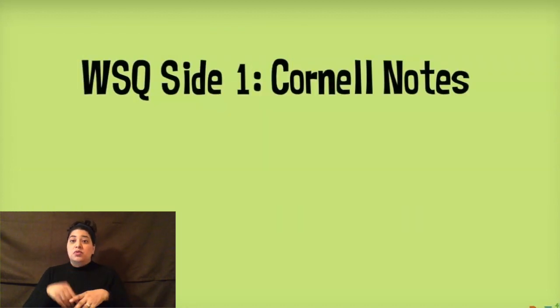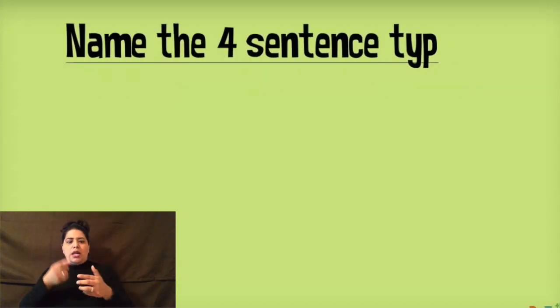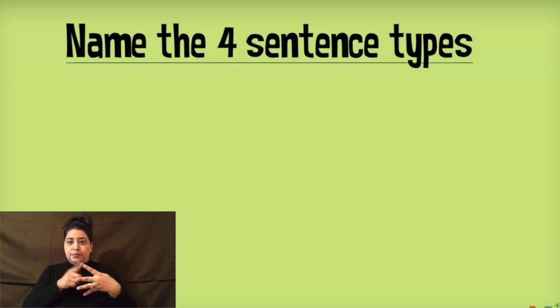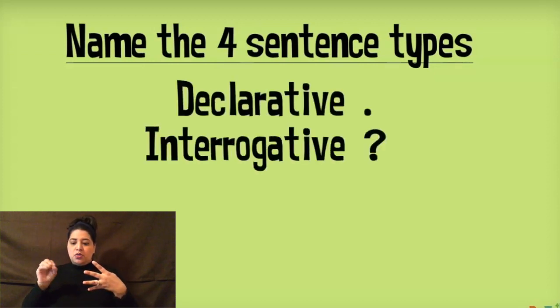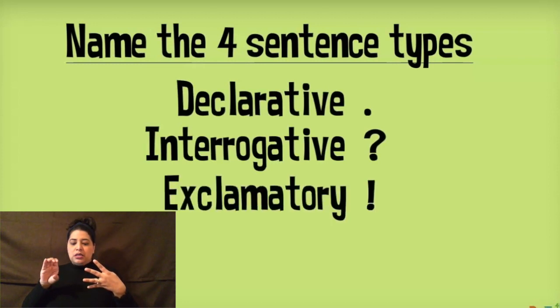You will use side 1 of your WISC to take your Cornell notes as you watch the video on the 4 types of sentences. We'll begin by naming each type of sentence. The 4 types of sentences are declarative, interrogative, exclamatory, and imperative.